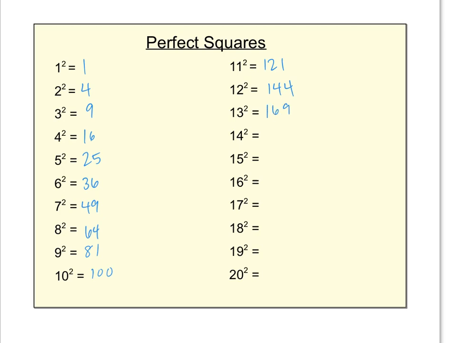So 13 squared is 169, 14 squared is 196, 15 squared is 225, 16 squared is 256, 17 squared is 289, 18 squared is 324, 19 squared is 361, and 20 squared is 400.